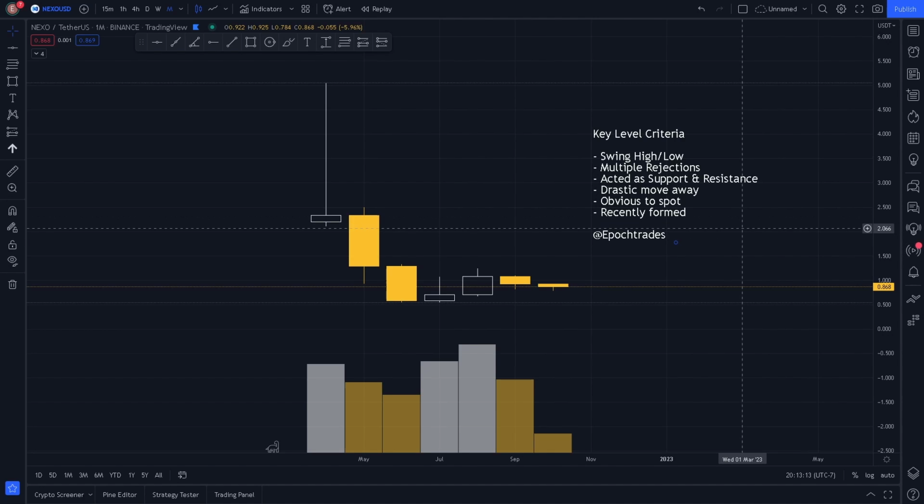Today we're going to be covering key levels on the higher time frame for Nexo. Now, as always, our key level criteria, what we look for, is swing highs and swing lows, multiple rejections, acted as support and resistance, drastic moves away, obvious to spot, and recently formed.